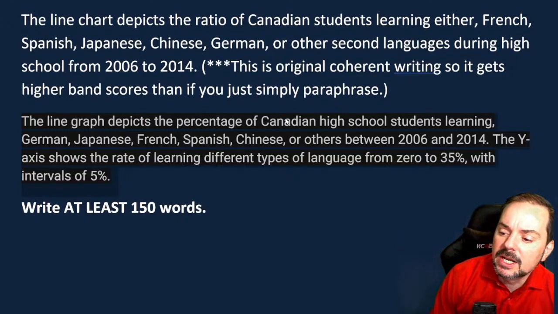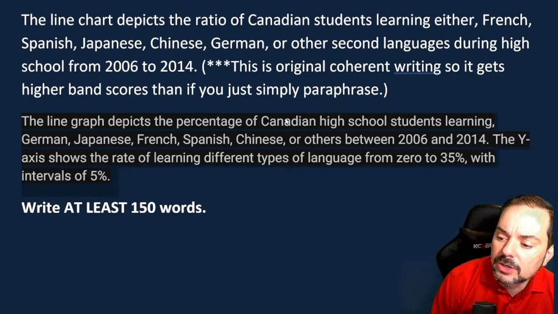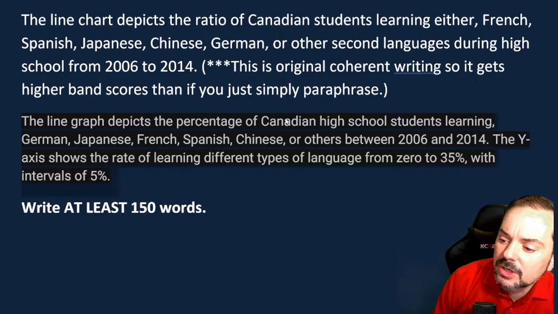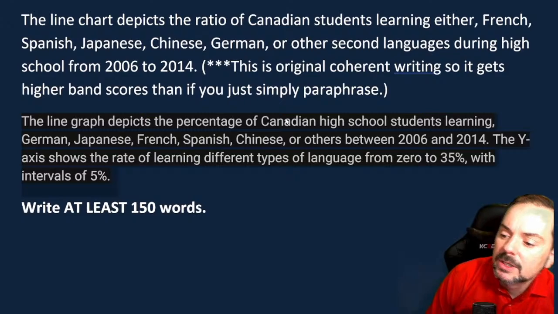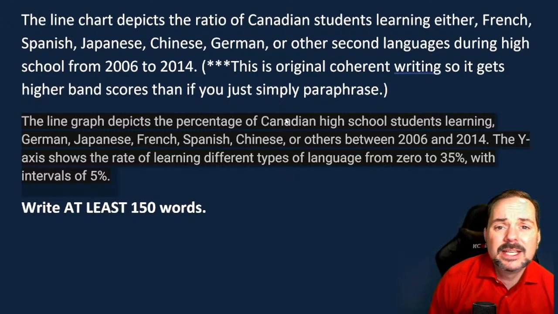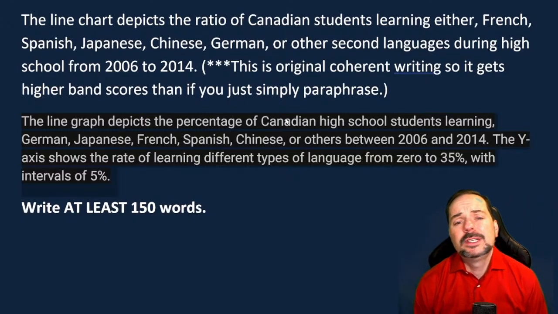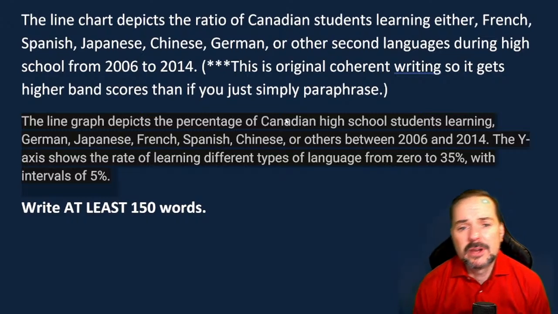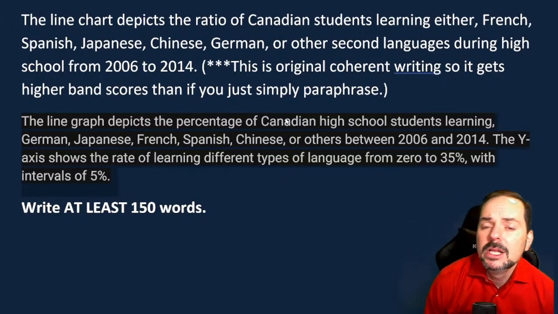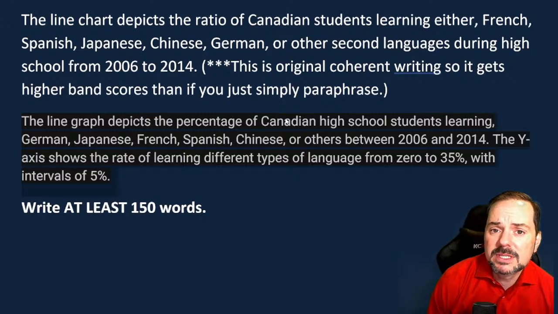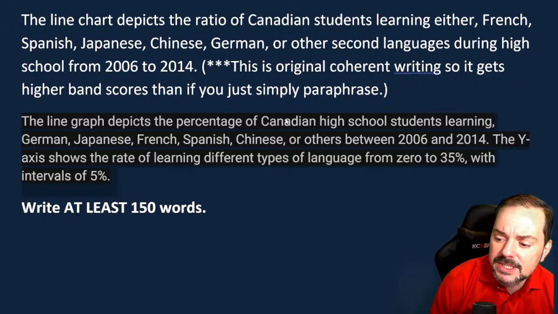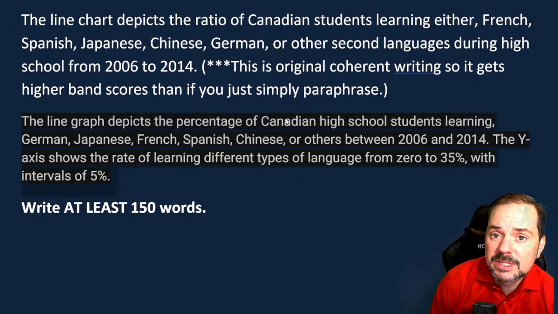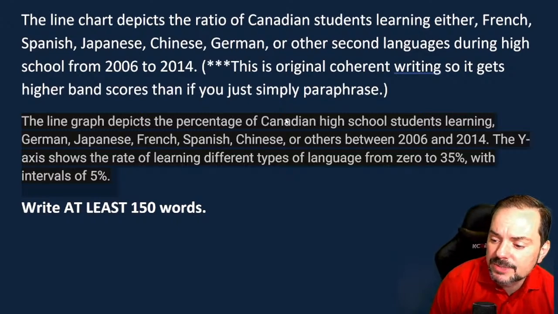So Canadian high school students who are learning various languages, starting from 2006 and ending 8 years later, 2014. Saeed, definitely say it if you're not going to name the languages, like if you don't say French, German, Chinese, Japanese, fine. But at least say 5 specific languages and some others, okay? So at least give us the number of languages the line graph is dealing with, okay? So 5 specific languages and some others.